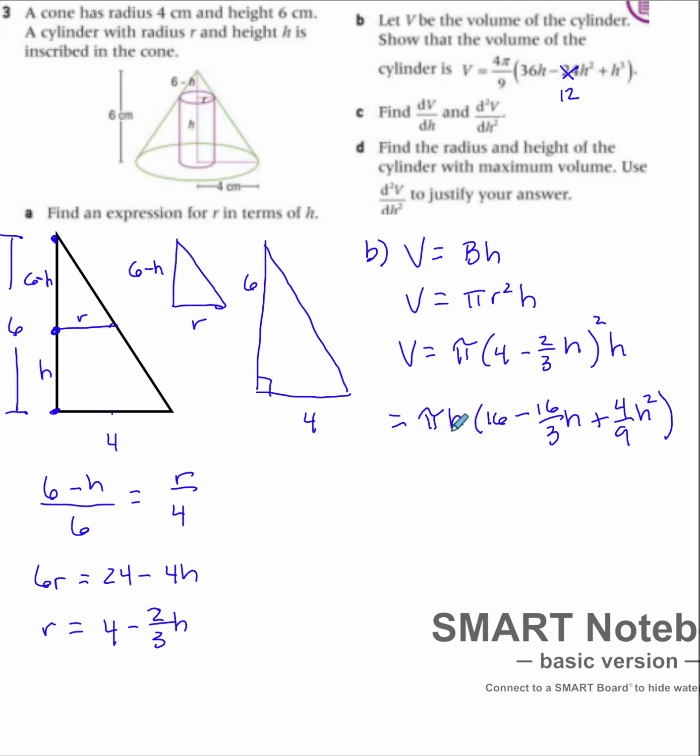So I'm just going to distribute the h through, not the pi, just the h, because pi is on the outside here. It's not in here. So I'm just going to leave it outside for now, and all the h's are inside. So I'm going to distribute this h through. So that's pi times 16h minus 16/3 h squared plus 4/9 h cubed.